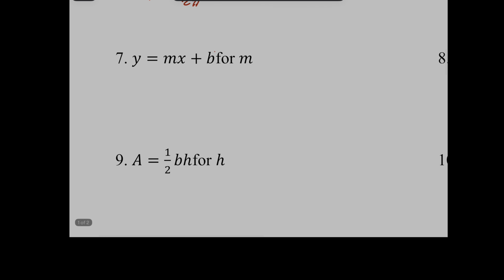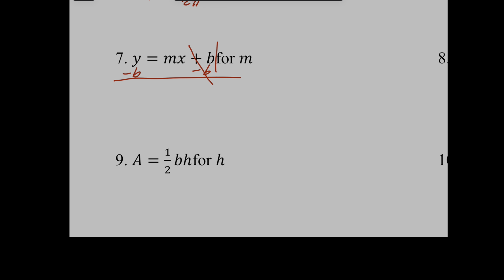How about y equals mx plus b? We're going to learn that later. That's a linear equation. We're going to solve that for m. Well, I have a term right here and a term right here. I need this term to be all by itself, and right now it's not. So it's the b that's in the way. So I'm going to subtract b from both sides.